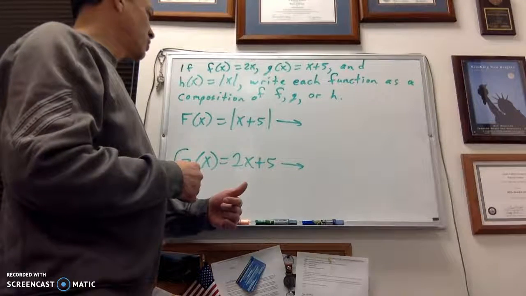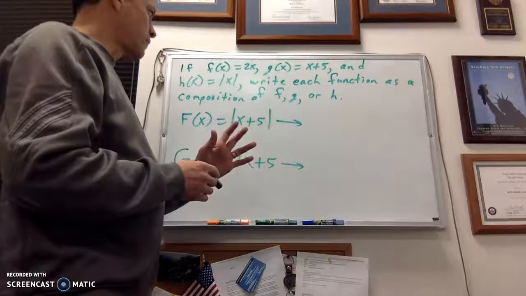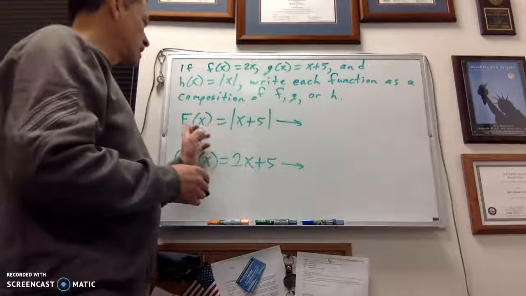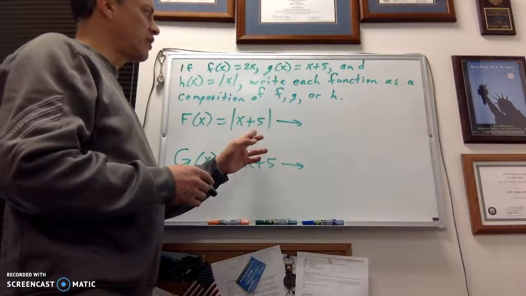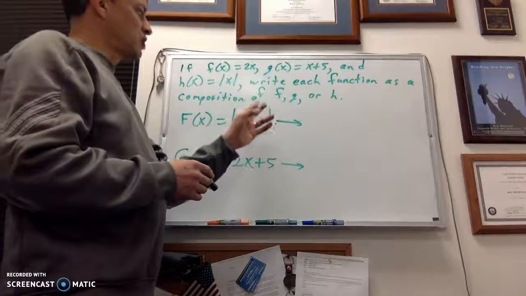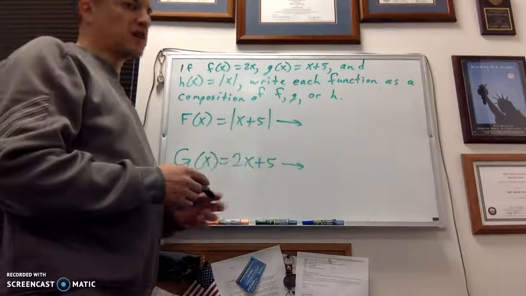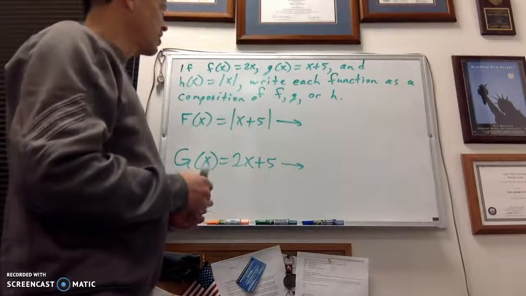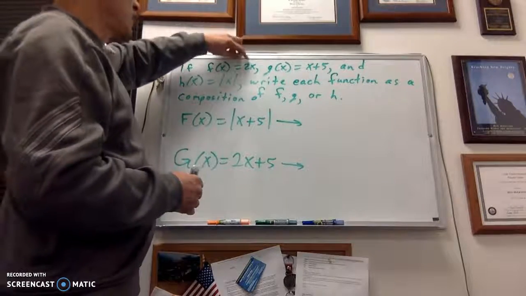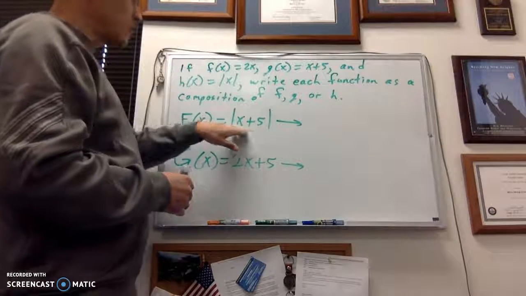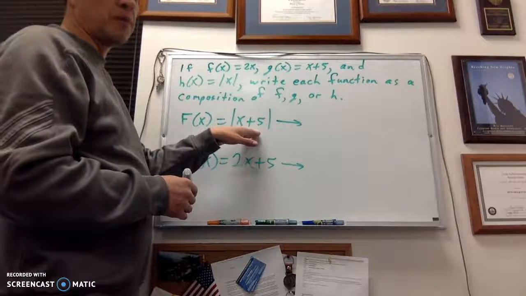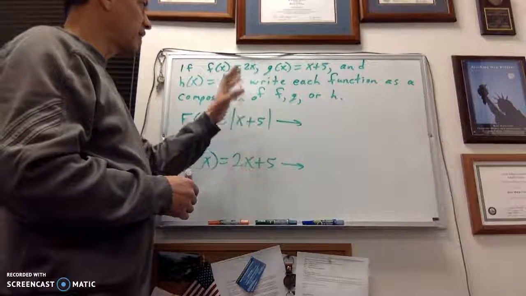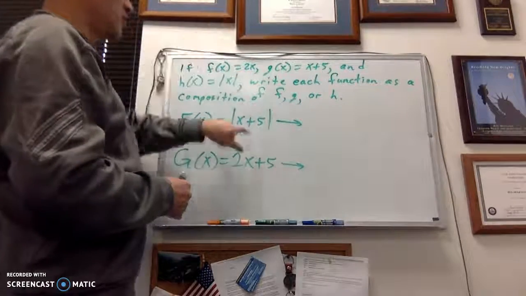So what we're going to do here is see, first of all, of these three functions, so I've got this capital F of x equaling the absolute value of x plus 5. Which of these three functions are going to pertain to this one right here? Well, let's take a look. f of x had a 2 and an x in it. Now, I don't see a 2 anywhere in here. I see an x, but no 2. So I'm willing to bet that f of x has nothing to do with this function whatsoever.